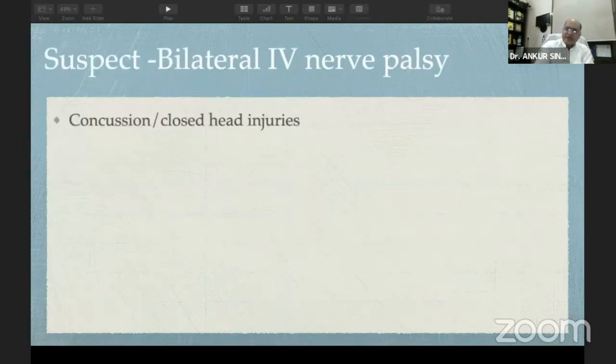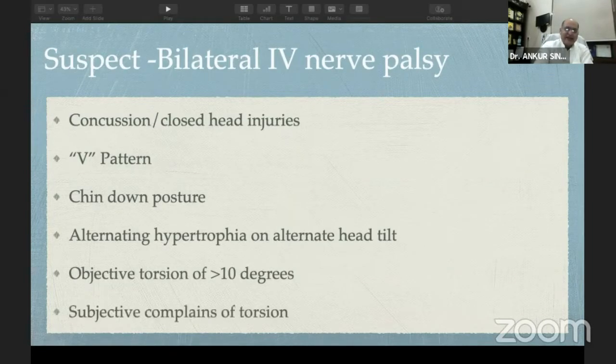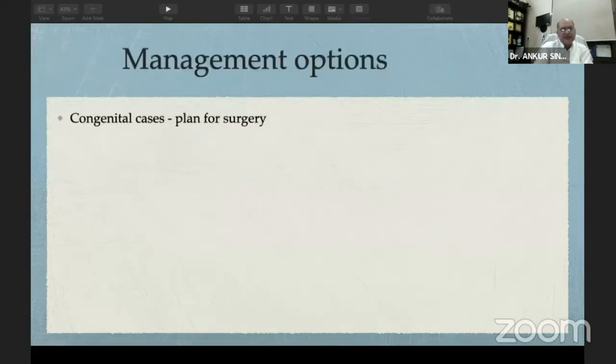So always suspect a bilateral 4th nerve palsy when there is a concussion or closed globe injury. There is a V pattern along with these, a chin down posture which can be again because of the V pattern, and alternating hypertropia in the alternate head tilt test. There is an objective torsion of more than 10 degrees and the patient complains of subjective torsion. So we should always look for bilateral 4th nerve palsy in these cases.